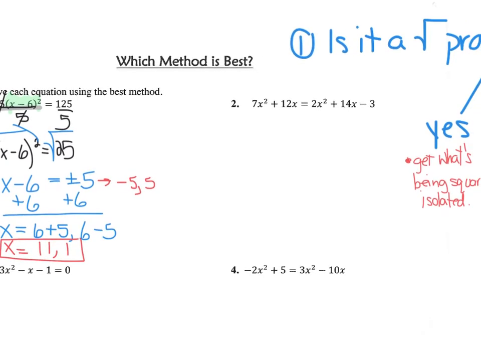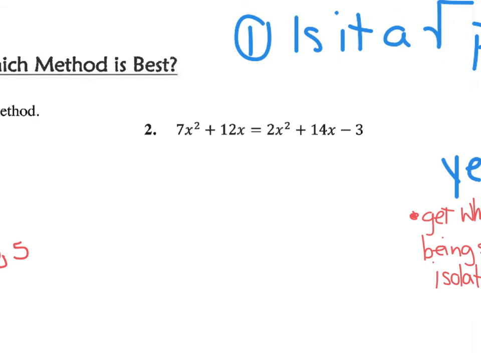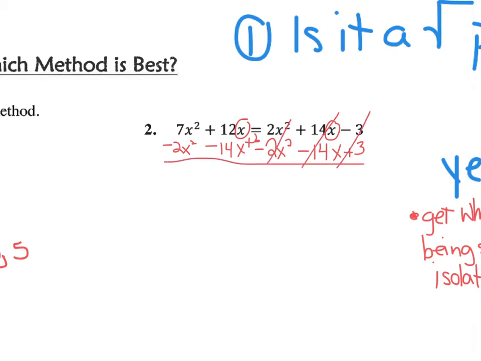Okay, looking at number 2. To me, I don't see parentheses that are being squared, and I don't see only a variable squared. I see a variable to the first power here and here. So I know this is not a square rooting problem. This is one that I have to get equal to 0. I like my leading coefficient to be positive, so I'm going to subtract 2x squared, subtract 14x, and add 3 to both sides. Subtract 2x squared, subtract 14x, and then this plus 3 is a constant. That's going to get tacked on at the end. Gone, gone, gone. 7x squared minus 2x squared is 5x squared minus 2x plus 3 equals 0.